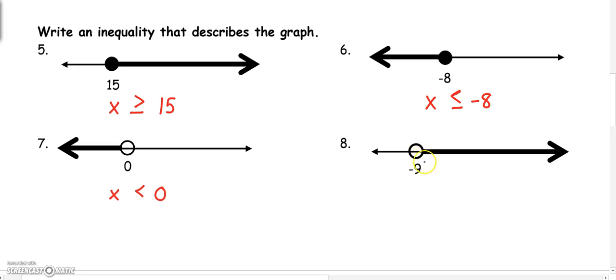Our last one, we have the shading to the right. So it's going to be a greater than sign. Again, our circle is open, so there's no bar underneath it. So we would have x is greater than -9.